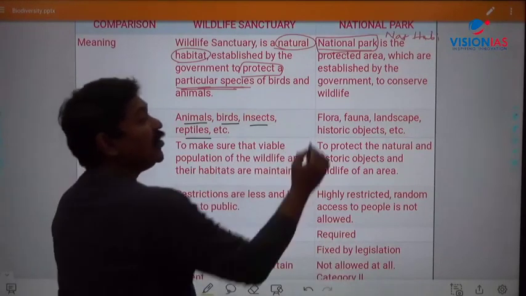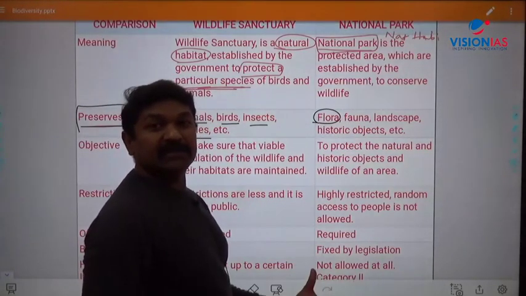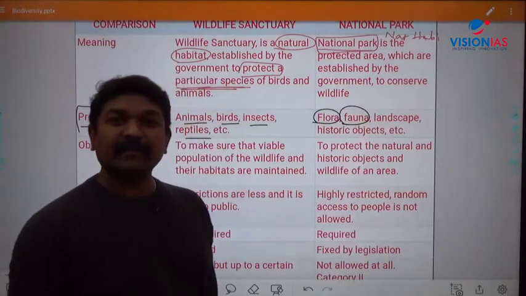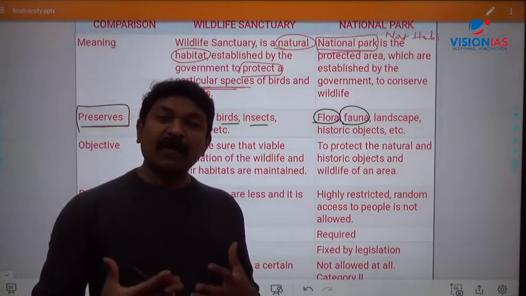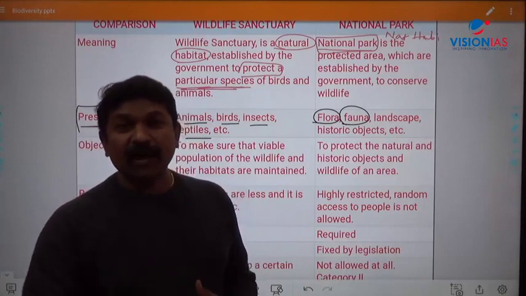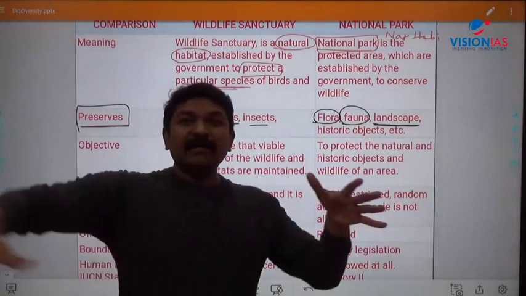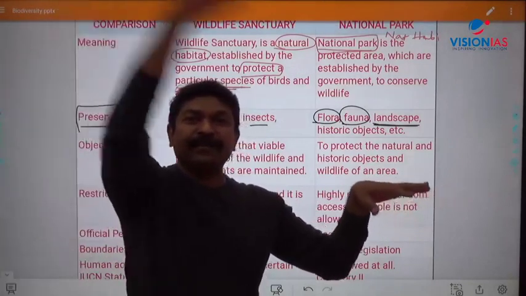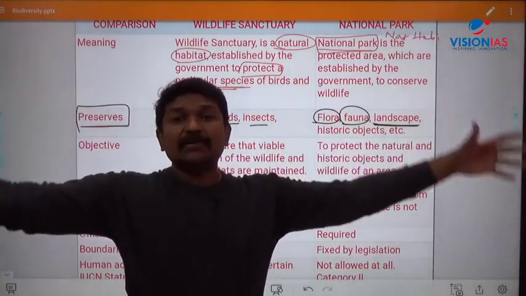But here, not just flowers, trees, vegetation, but also fauna. What is flora? The plant kingdom. What is fauna? The animal kingdom. Not just flora and fauna, even the landscape. The land that is present, what type of topography you can find there, the entire region. What is the landscape? The entire area that is present in a large geographical region.